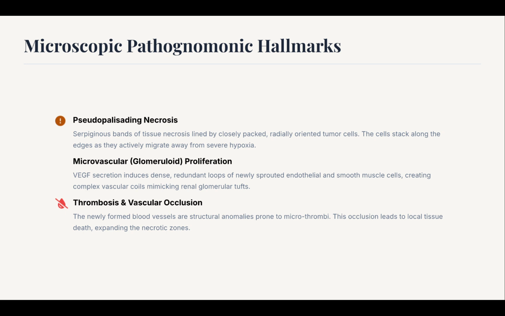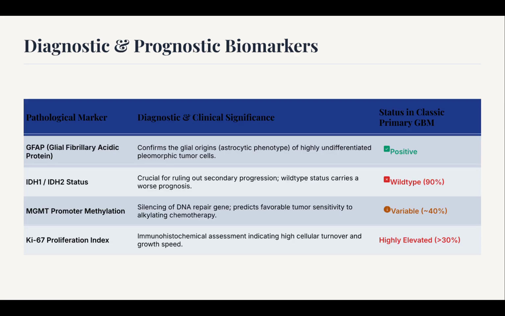The next feature in the microscopic hallmarks is thrombosis and vascular occlusion. The newly formed blood vessels are structural anomalies prone to microthrombi. This occlusion leads to local tissue death, expanding the necrotic zones. So, according to WHO, by confirming these three microscopic hallmarks, we can diagnose glioblastoma. Now, next, let's move on to diagnostic and prognostic biomarkers.